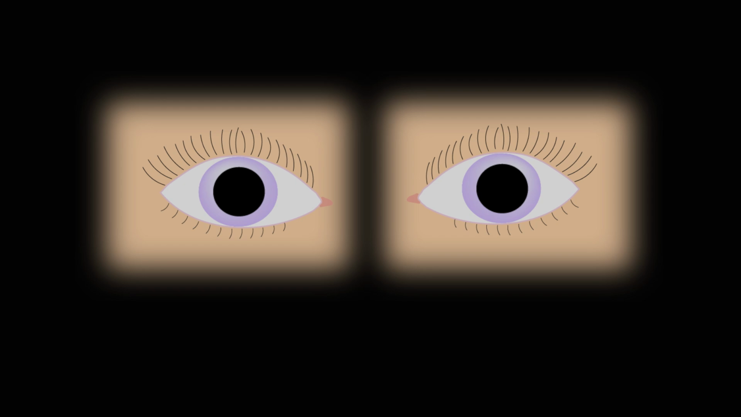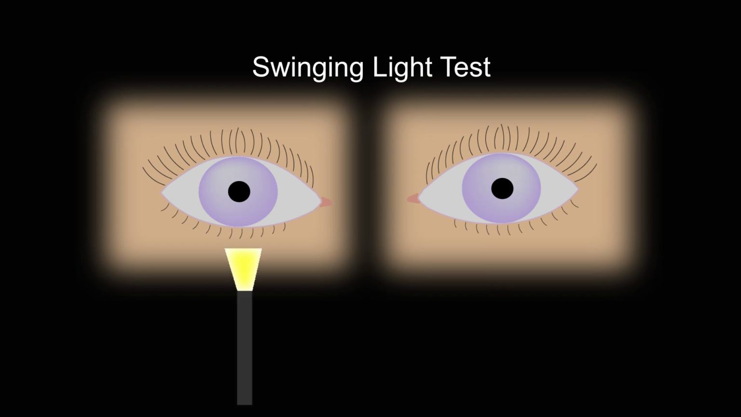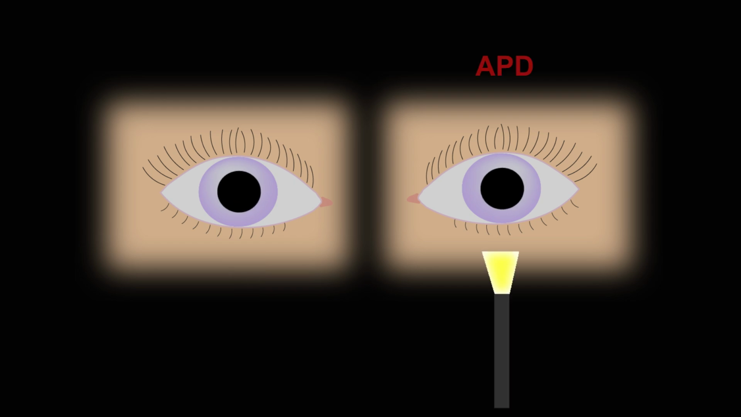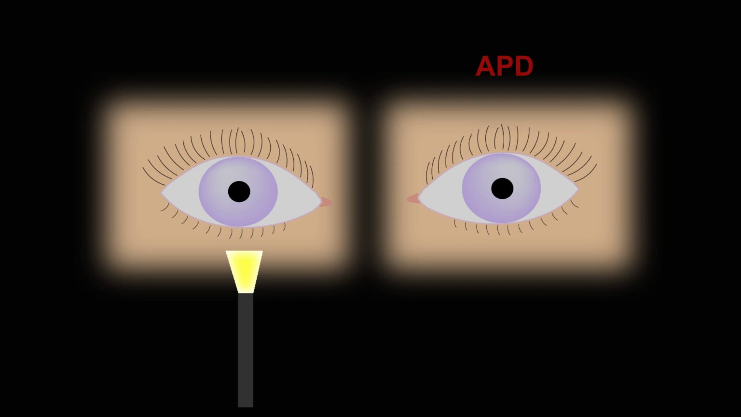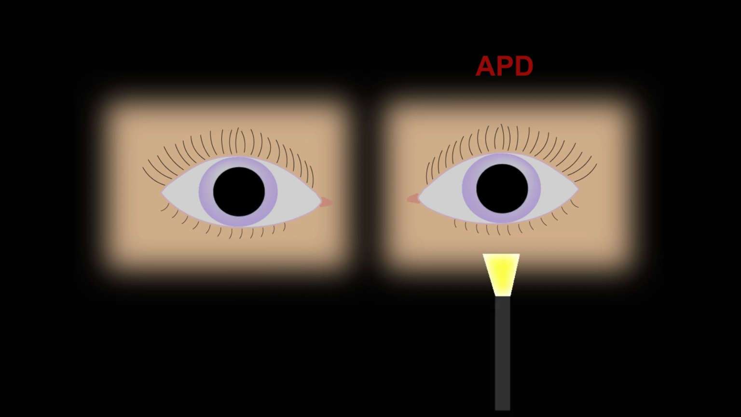Finally, use the swinging light test to check for an APD. Move your light back and forth between the two eyes, ensuring to pause on each eye, and then move briskly across the bridge of the nose. In a normal response, both pupils constrict equally no matter which eye the light is in, as seen here. With an afferent defect, both pupils will paradoxically dilate when the light is over the affected eye, and then constrict when the light moves back to the unaffected eye.